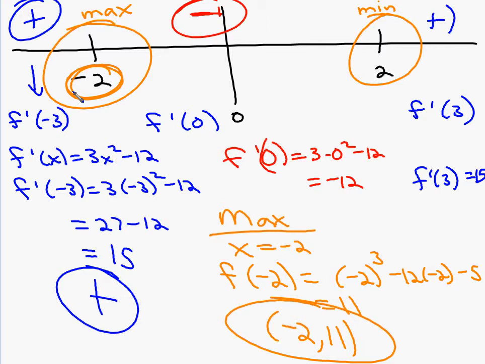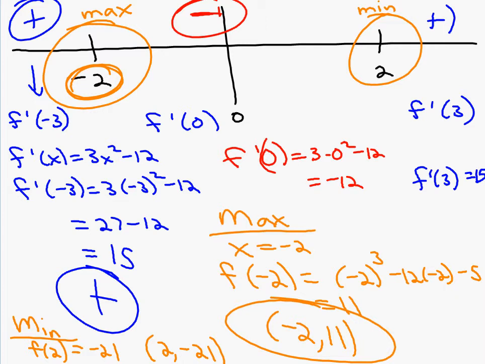And then we do the same thing with the minimum. All right? For the minimum, I would do f of positive 2. I'm just going to tell you what that is. F of positive 2 is negative 21. So your minimum value is positive 2, negative 21.